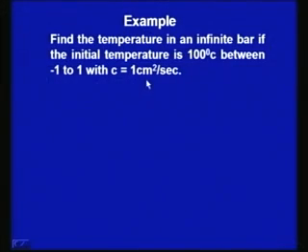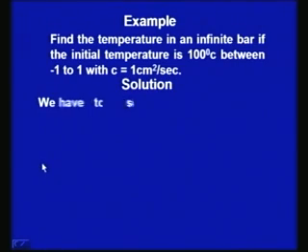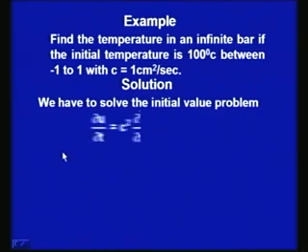Find the temperature in an infinite bar if the initial temperature is 100 degrees centigrade between minus 1 and plus 1 on the bar, that is, on the bar along the x side only the temperature is from minus 1 to plus 1, and c is 1 centimeter per square per second. So, let us see what we have to solve in this initial value problem.